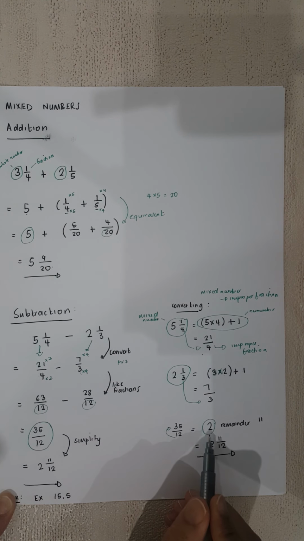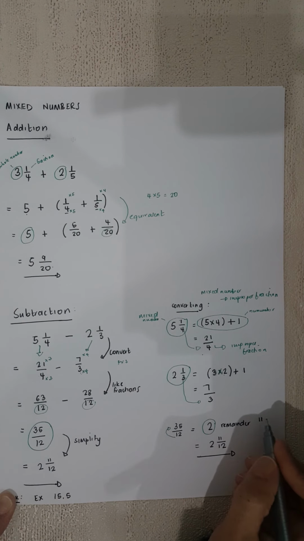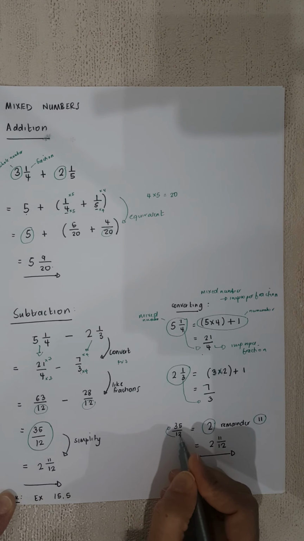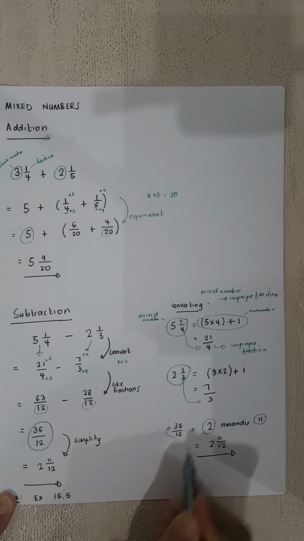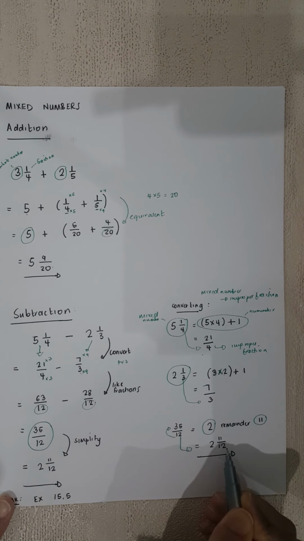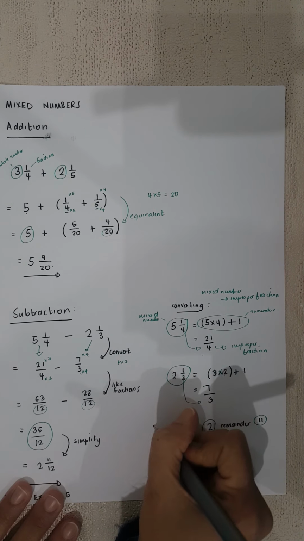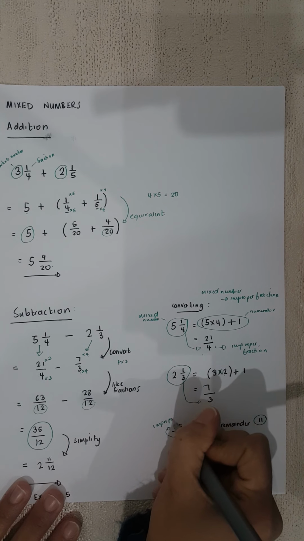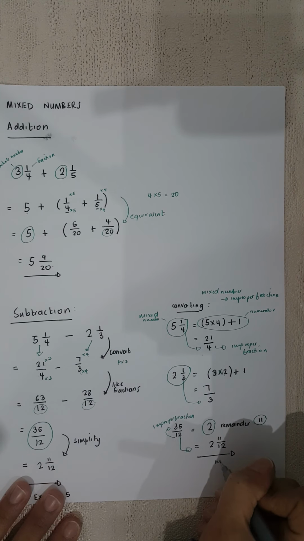12 times 2 is how much? 12 times 2 is 24, right? So I've got a remainder of 11. The remainder, I'm going to write down as a fraction using the same denominator, so 11 over 12. So I've converted 35 over 12 to 2 and 11 over 12. It means exactly the same thing. It's equivalent, but what we have done is we've changed from an improper fraction to a mixed number.